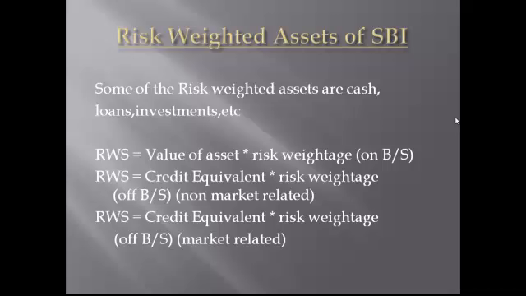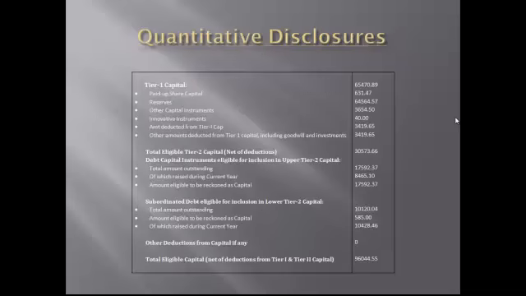In on-balance sheet, risk-weighted amount can be calculated by the formula value of asset into risk weightage, and for non-market related, that's off-balance sheet items, risk-weighted assets value can be calculated by credit equivalent into risk weightage, and lastly, risk-weighted assets value for items which are market related can be calculated by credit equivalent into risk weightage.